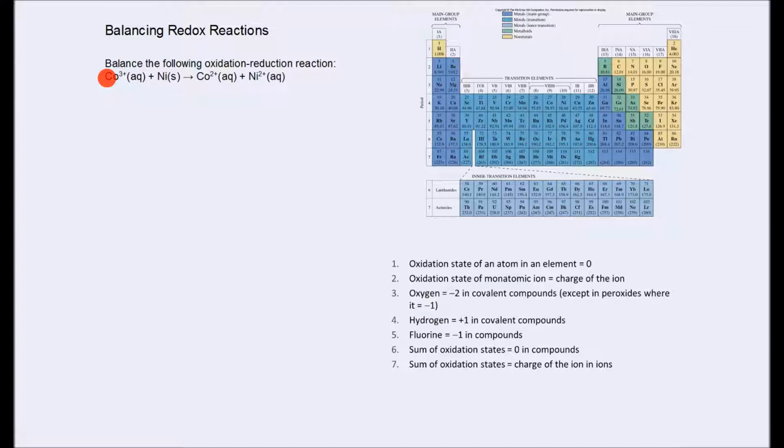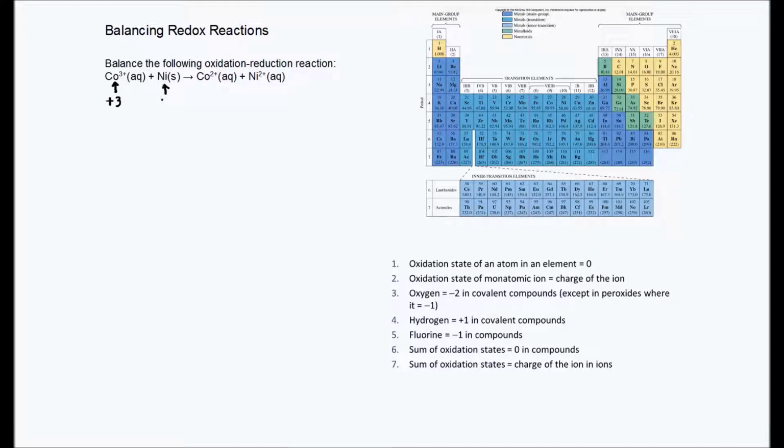So here I now have an example of an ionic system. This is basically a net ionic equation, and these are what we can balance relatively easily because all of these obey either rule 1 or rule 2 in our solubility rule table. This first one obeys rule 2. It's a monatomic ion, so its oxidation state is its charge, plus 3.